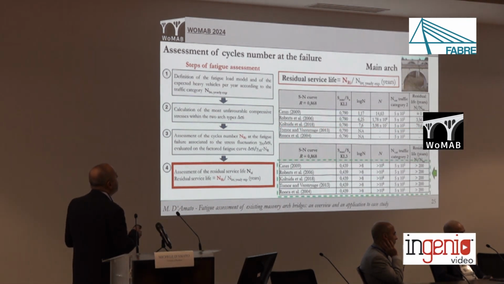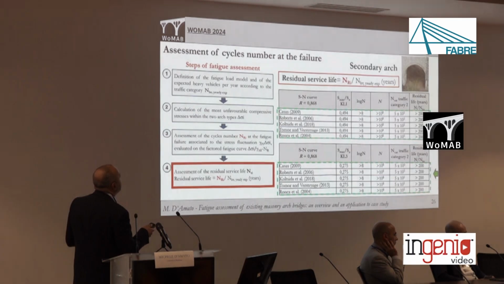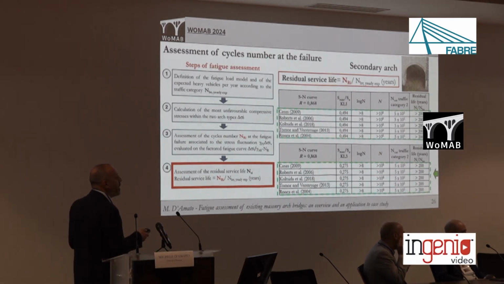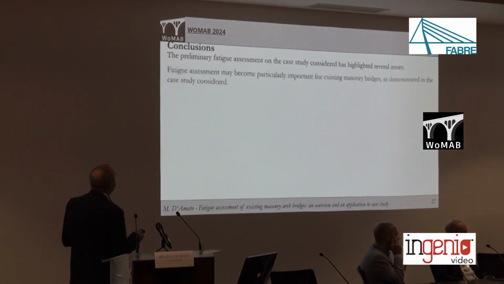As I showed you before, the results drastically changed in the case of knowledge 3, where the residual service life resulted greater than 200 years for all models, and this value is much more comparable with the value assumed for designing new bridges. The same results are obtained in the case of the secondary arch, where for both knowledge levels we found a residual service life greater than 200 years. So I'm going to conclude.